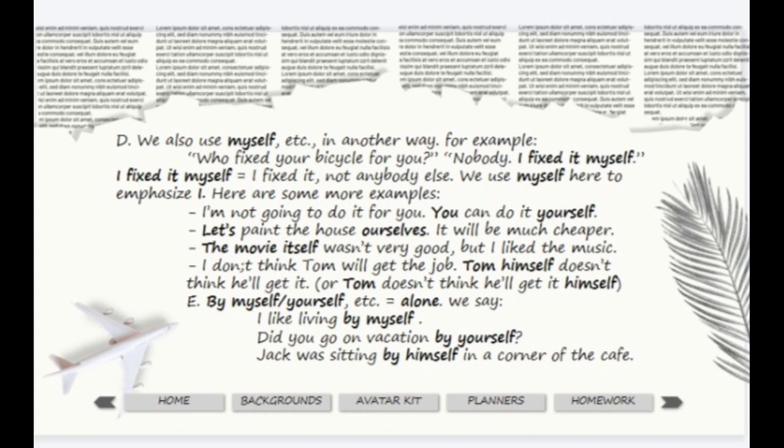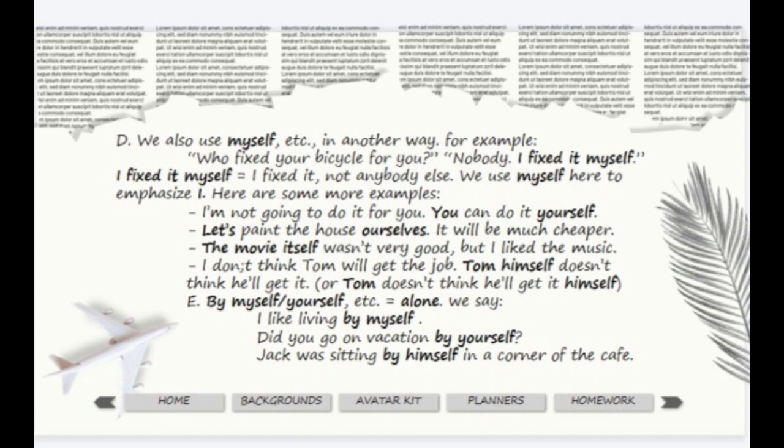The next, E. By myself or yourself and etc. It means alone. For example, I like living by myself. Did you go on vacation by yourself?